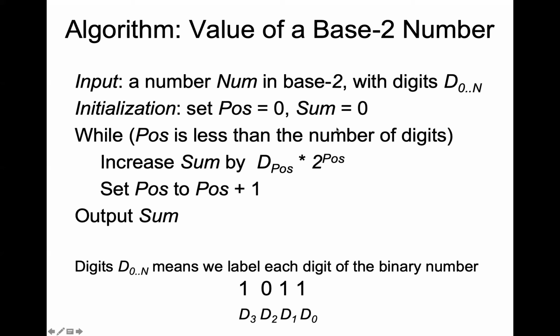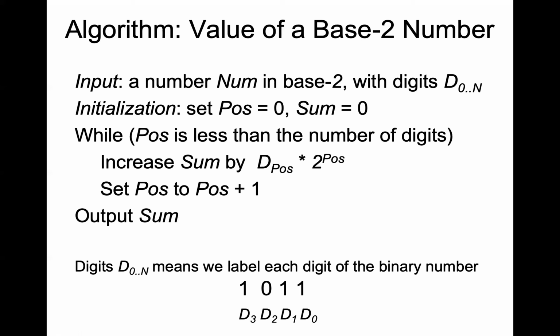Hopefully this isn't confusing. It's really easy, but this is the easiest way to write it down. And then we increment pos. After we've incremented the value of pos to pos plus 1, we go back to the start of the while loop. And when this while loop finishes, we are going to output sum, and it's only at the end that sum is going to contain the actual number represented by the binary number.